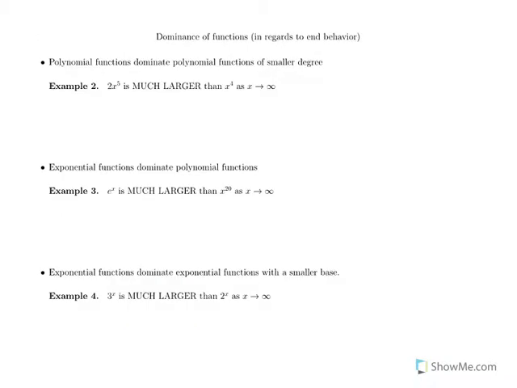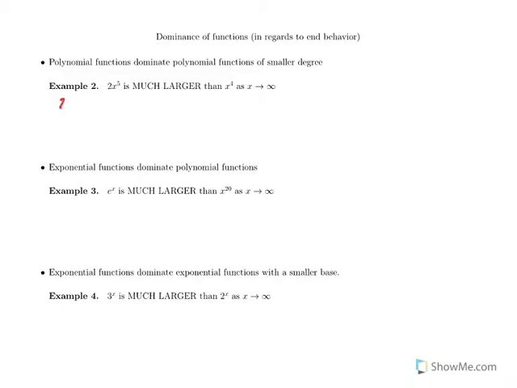All right, the last little topic here is the idea of dominance in functions. That's something we just kind of covered on that last page: the idea of the bottom being bigger than the top has to do with dominance. So the first idea is that polynomial functions dominate polynomial functions of smaller degree. For example, 2x to the 5th is a much larger function than x to the 4th as x goes to infinity.